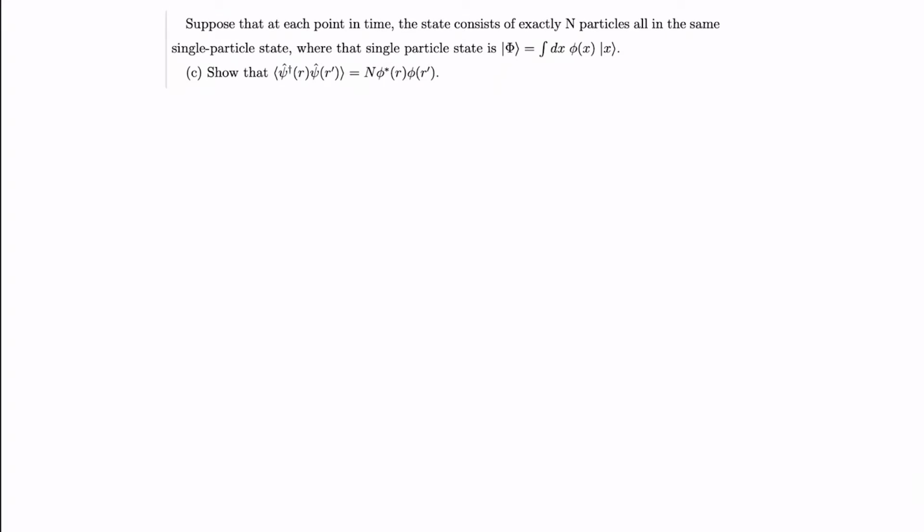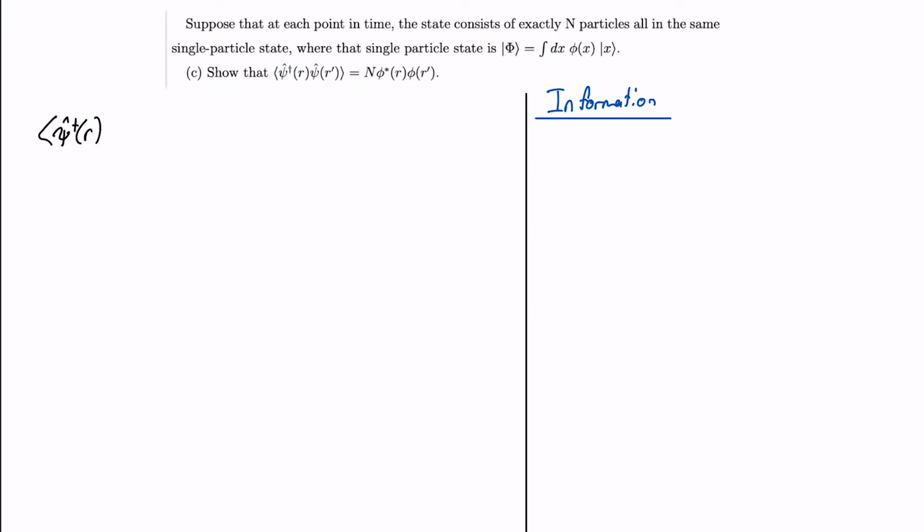Okay, so our question is a pretty standard one. It's show that this thing equals this thing. Now, since we haven't done the rest of the question, I should probably point out that these operators here are on the position basis, and we've also been given that we're in a state where n particles are all in the same single particle state, which is given by this here. All right, so now that we've got the background information, let's work on the problem on the left and write down useful information on the right.